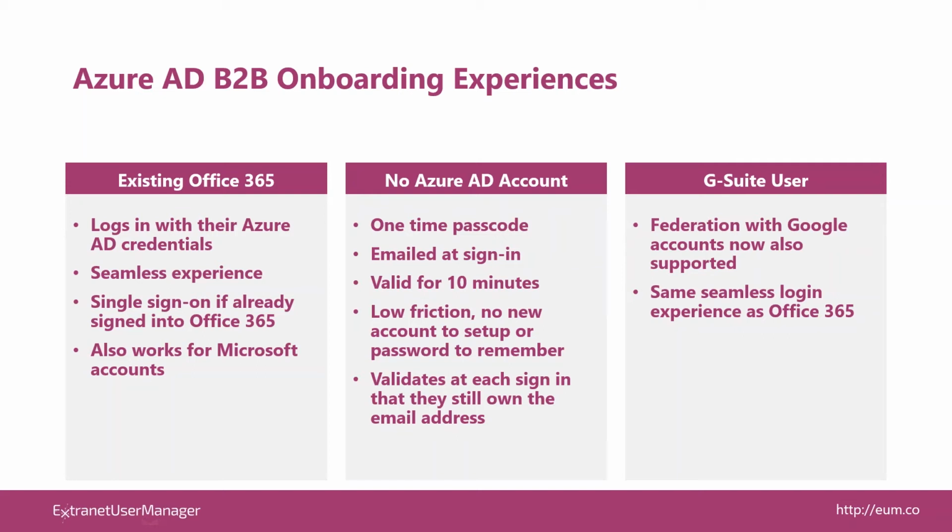So in the first scenario, if you are an Office 365 user as an external user being invited into the extranet, you just use your existing Azure AD credentials. In fact, if you're already signed into your own Office 365, when a partner invites you into theirs, you don't even see another login. It just seamlessly single signs on right into that partner portal. So it's very easy from that point of view. And if I have a Microsoft account, the same flow and process works.